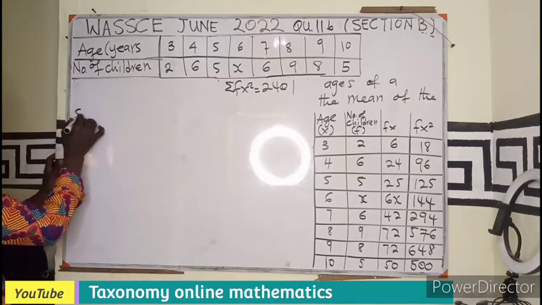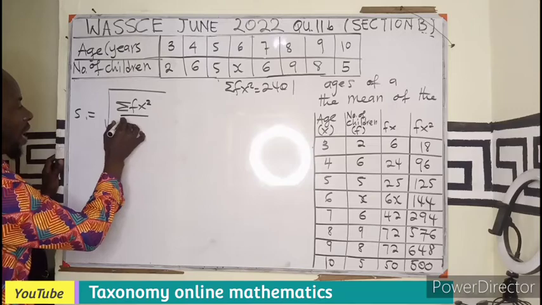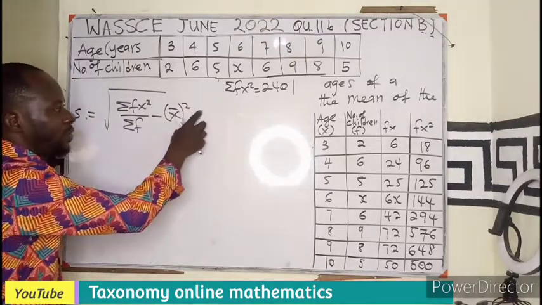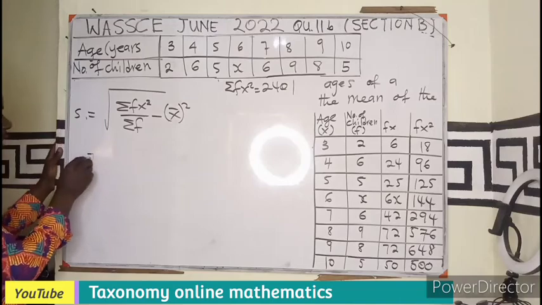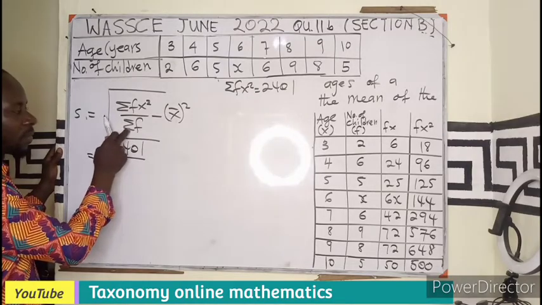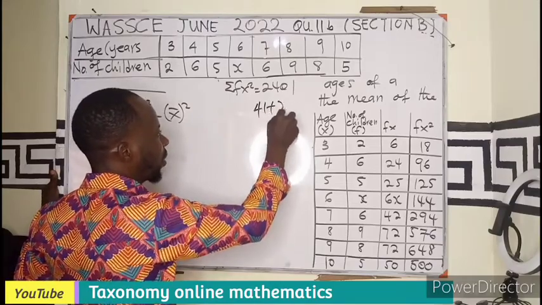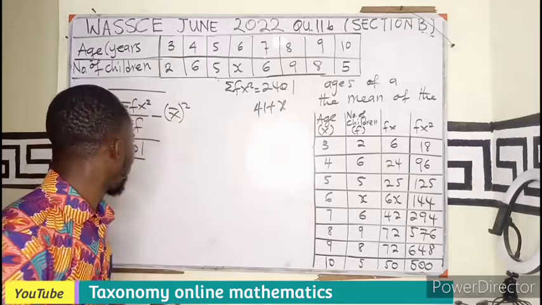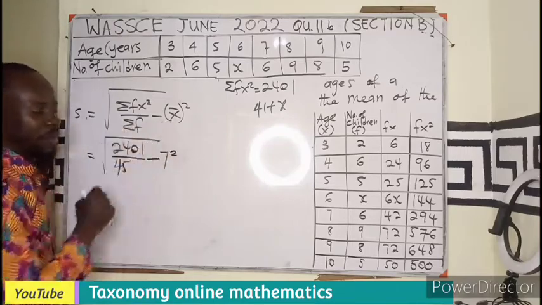In stating the standard deviation formula, we have the square root of sigma fx squared over sigma f, minus the mean squared. The mean could also be sigma fx over sigma f, all squared, which is the same as the mean. So by substitution, we have the square root of 2401 over our total frequency, which is 41 plus x. After we found the value of x, we had 4. So 4 plus 41 will be 45. So our sigma f is 45, minus 7 squared, the 7 being the mean.